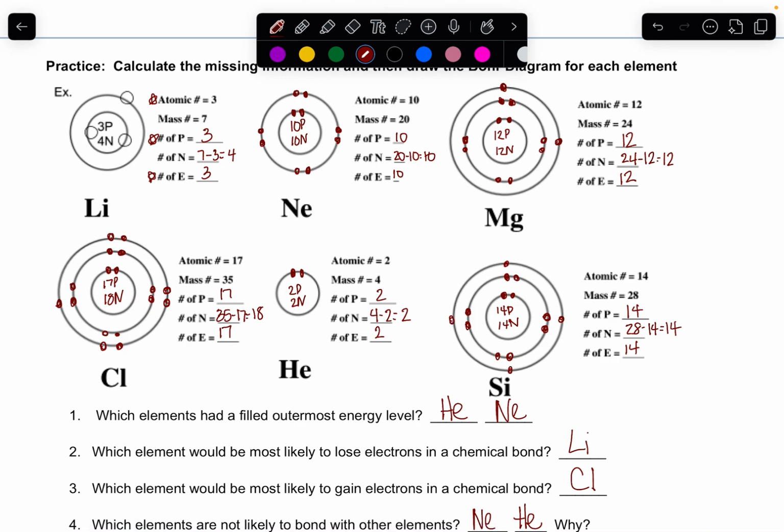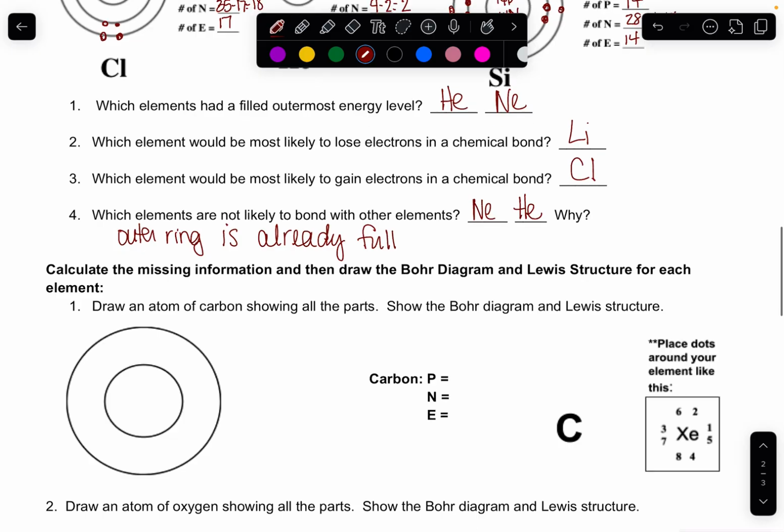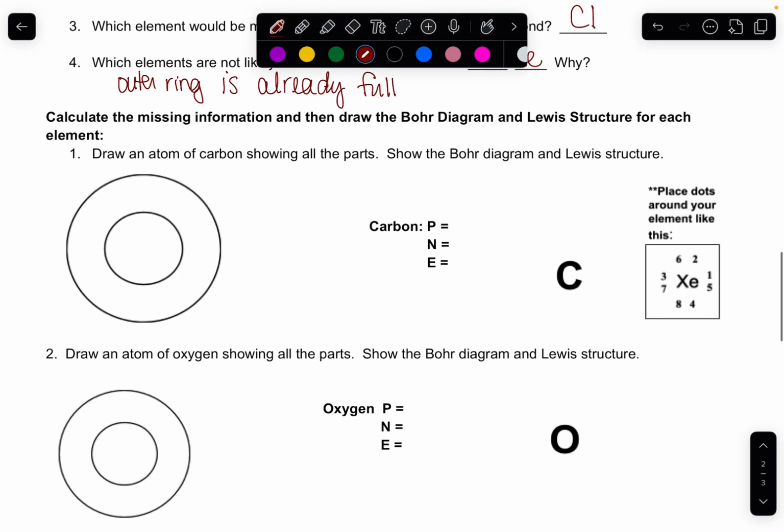All right, we went over those questions in class. I'm going to skip those and just keep showing you how to do the Bohr models. So for the rest of these problems, you're going to need to pull out your periodic table and look up some information. So for carbon, that is number 6 on our periodic table.